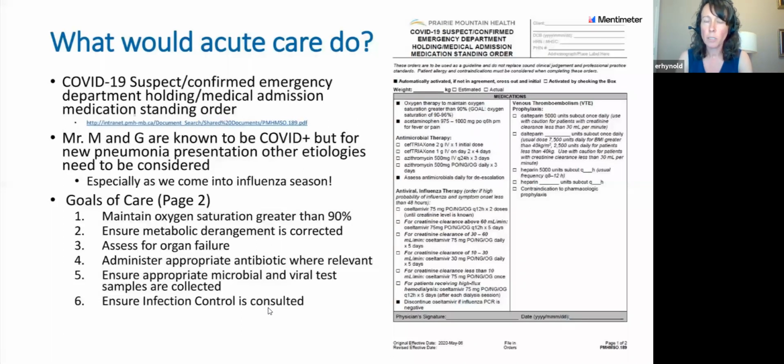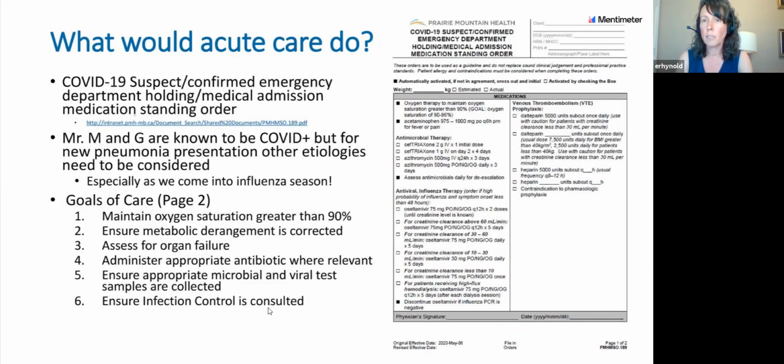Now, Mr. M and Mr. G are known to be COVID positive, but with other people, or the very first symptomatic case, people who aren't tested when they're asymptomatic because of a contact, then the differential for their pneumonia or respiratory symptoms is broader.